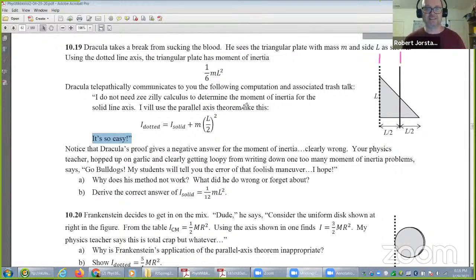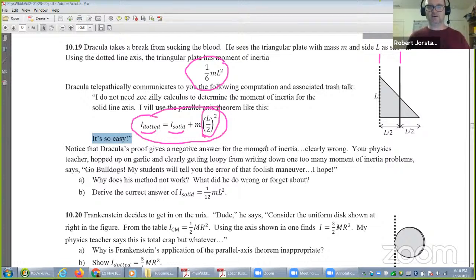So in this case, Dracula or Zoltan, however you want to say it, says, look, earlier in the textbook, you told me the moment of inertia of the triangle about the dotted line is 1/6 ml squared. So I'm going to try to use this calculation to figure out the moment of inertia about the solid axis, because in this case, the dotted is parallel to the solid, and the distance between them is L over 2, and I have to square that.